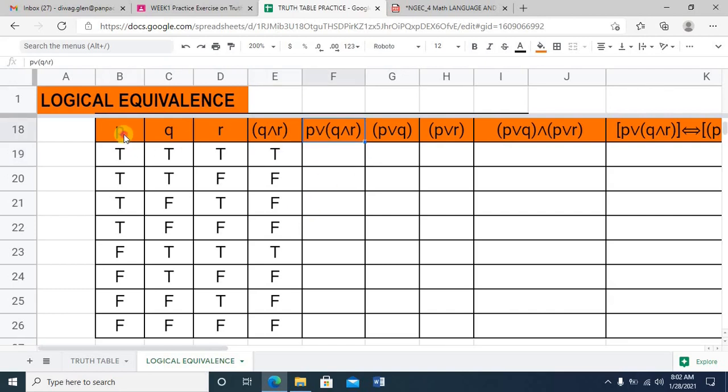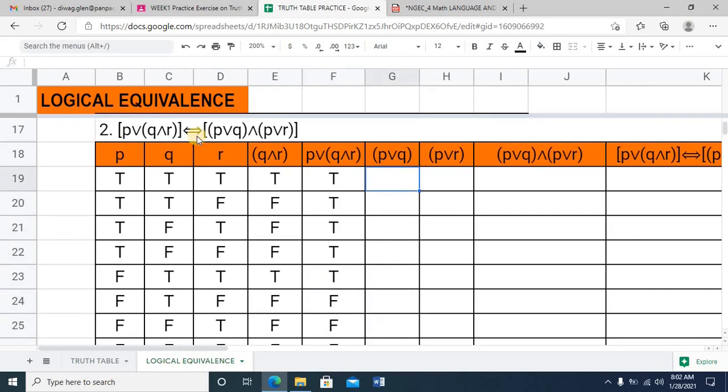Next, we combine P or this column. We are using a logical operator OR. The condition for this to become true is that at least one is true. So let's work it out. This is true, true, true, true, true, and the remaining would be false. So I'm done with the left side of the statement.